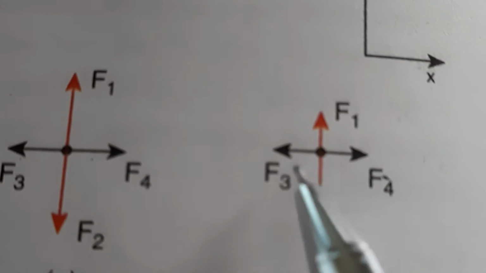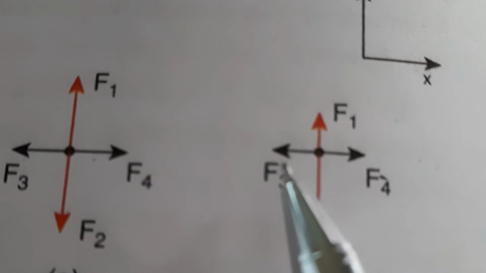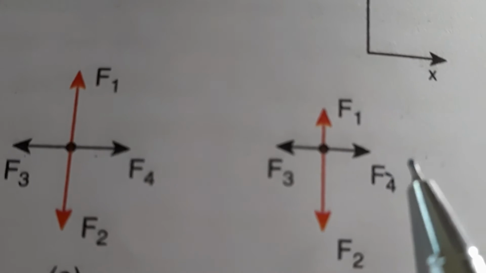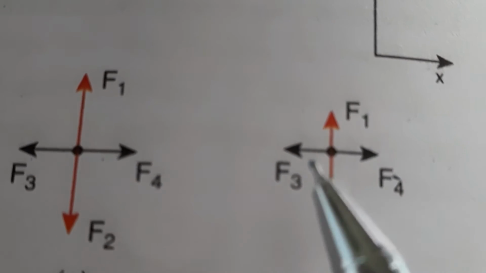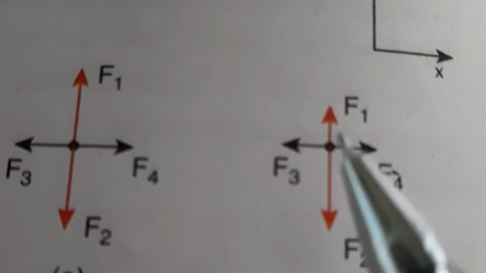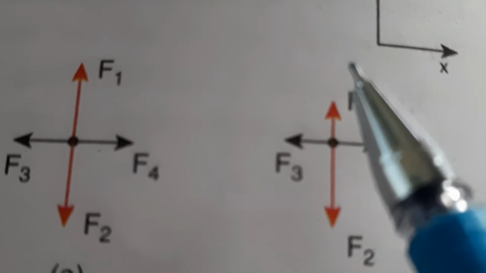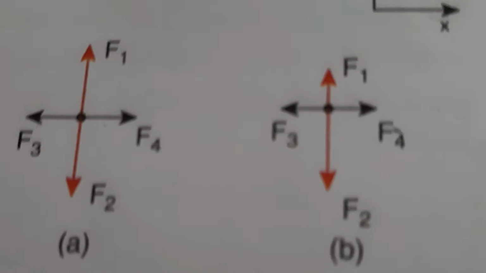But if you take F3 and F4, F3 and F4 are equal. Okay. So the force is 0. So there is no acceleration in the x direction. So totally you can say there is no acceleration in x direction, but it is accelerating in negative y direction. Now coming to the third diagram.